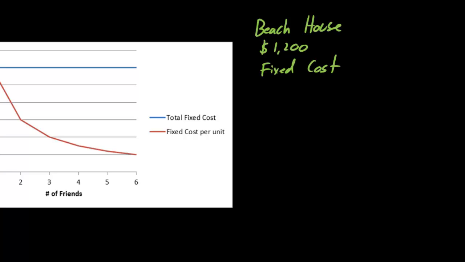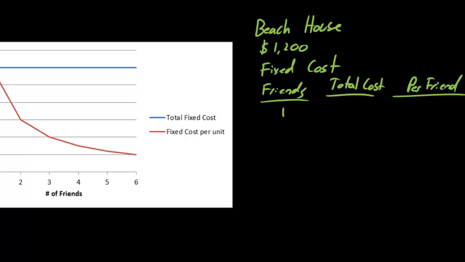Now that sounds really simple, but people get confused with fixed cost a lot because when we're talking about fixed cost, we're talking about total cost. The total cost of our beach trip, no matter how many people come, will be $1,200 when it comes to the beach house, and that's why the cost is fixed. To see that more clearly, let's look at a little table here. Let's say the number of friends that we invite, and then let's look at the total cost, and then let's look at the per unit cost or per friend.